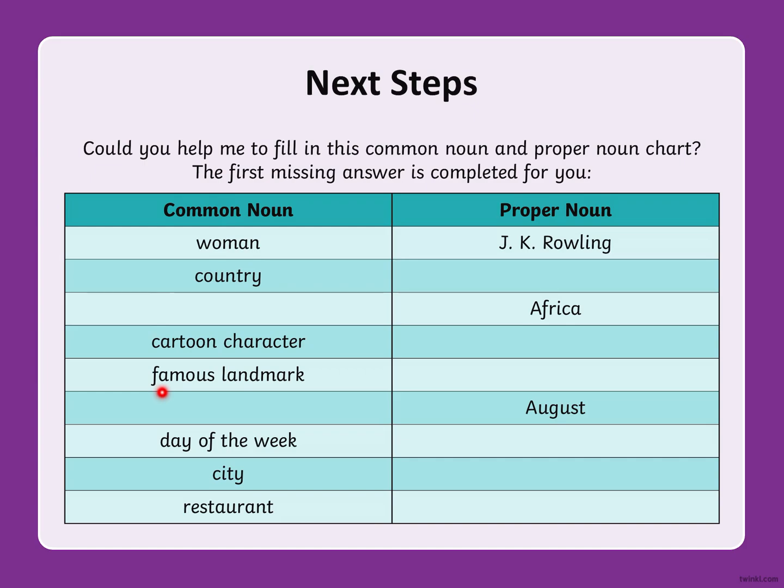Okay, let's look at the next one. A famous landmark. Can you think of a proper noun? There's loads of famous landmarks in Edinburgh, but you could think of one from anywhere in the world. So pause the video if you need to.